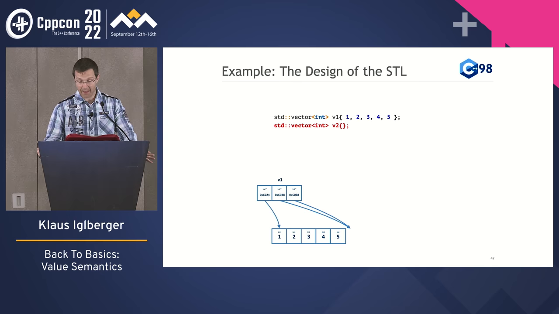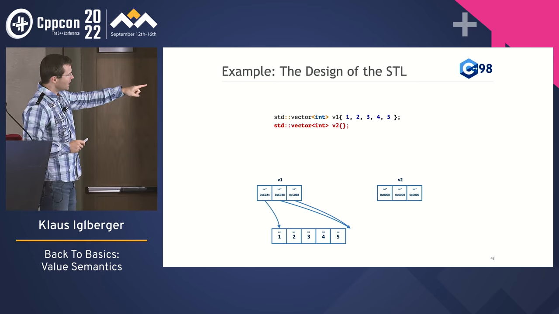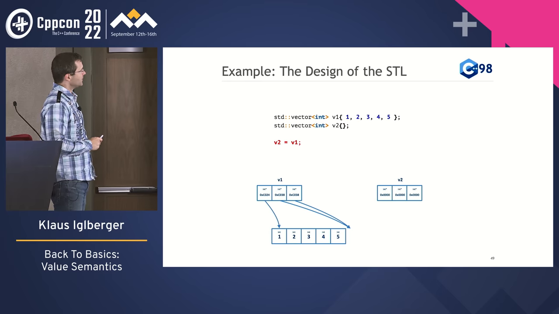Now we have another vector, an empty one, which is indeed empty. The standard guarantees that it's an empty vector. And now we want to copy v2 into v1. That's a copy assignment.